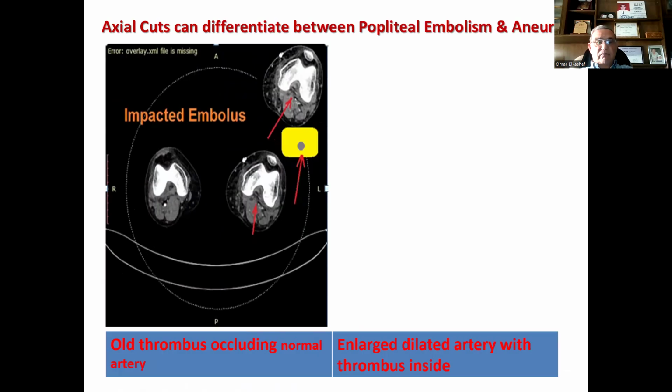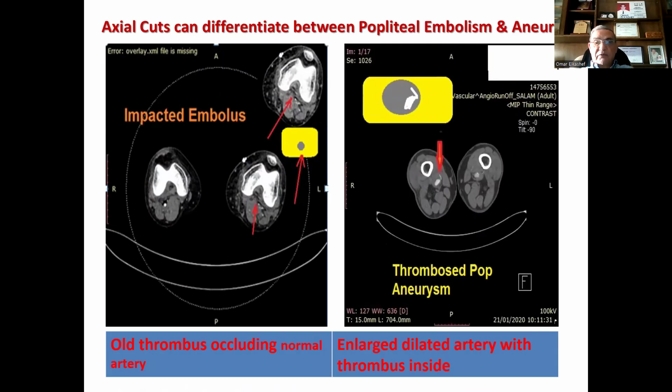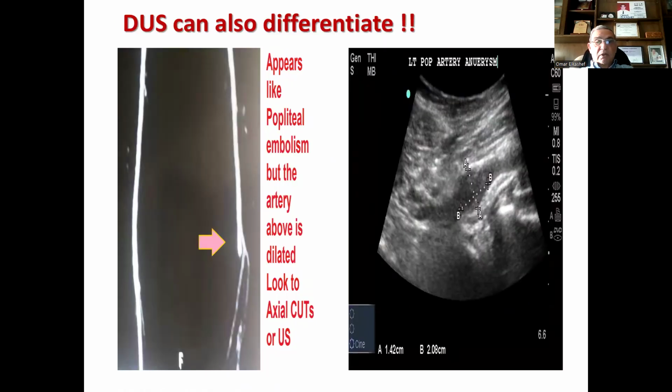In the film to the left, this is an impacted embolus. The popliteal artery is not dilated. There is no sac of popliteal aneurysm. While in the right film, there is a sac of popliteal aneurysm with a small area of flow inside the thrombosed popliteal aneurysm. Duplex ultrasound can also differentiate, as seen here.